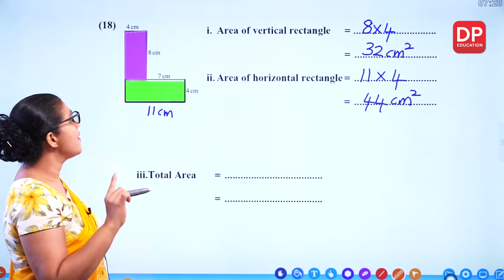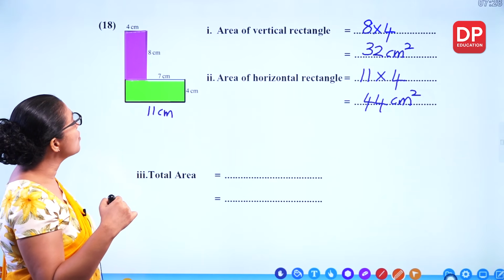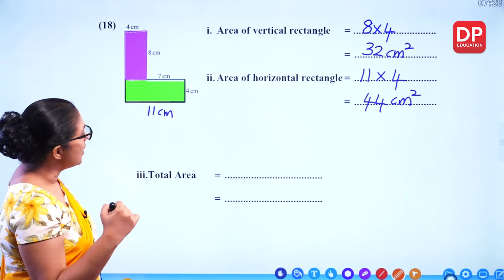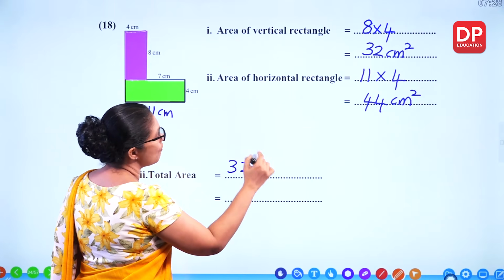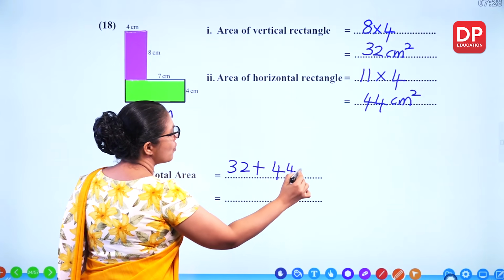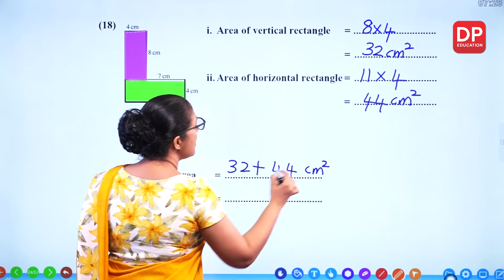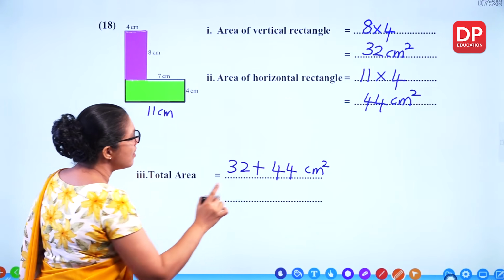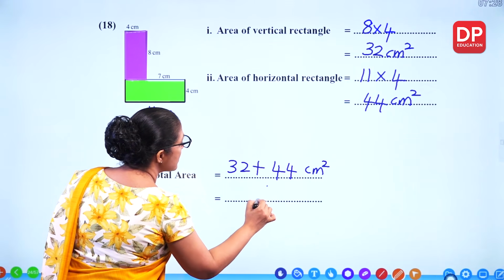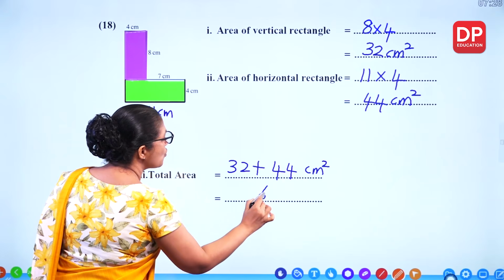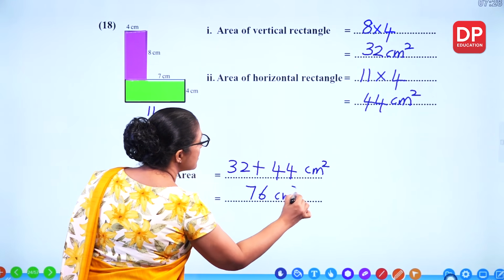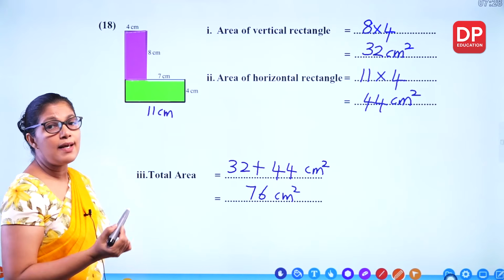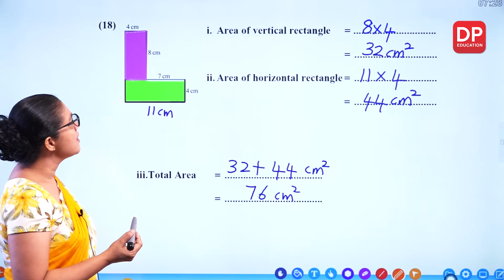So what's the total area? So total area, we need to add it together. So 32 plus 44 square centimeters is the total area. So 4 plus 2, 6. 4 plus 3, 7. 76 square centimeters is the area of this composite figure.